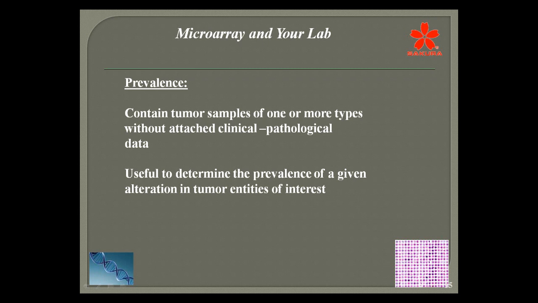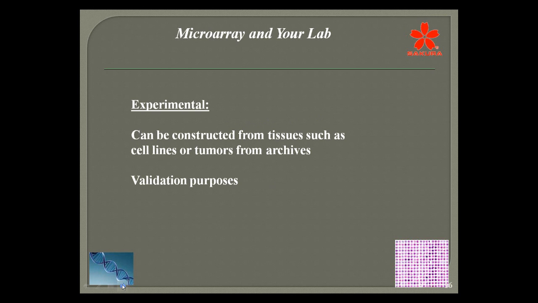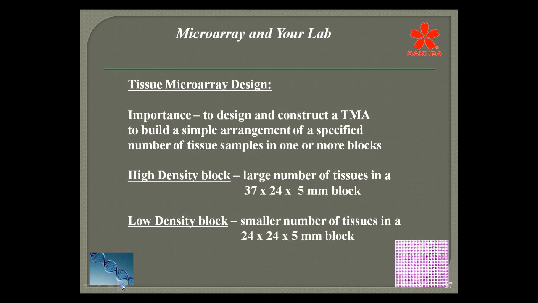The third one, prevalence, will contain tumor samples of one or more types without attached clinical or pathological data. These are kind of useful to determine the prevalence of a given alteration in tumor entities of a particular interest. And then the last one of the group is experimental. And this can be constructed from tissues such as cell lines or tumors from archives, which is used for a lot of research purposes and can be used for validation purposes as well.